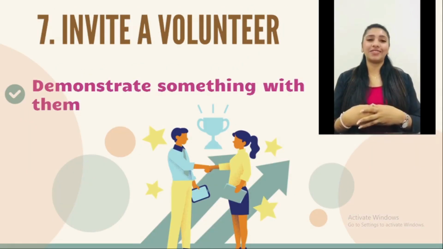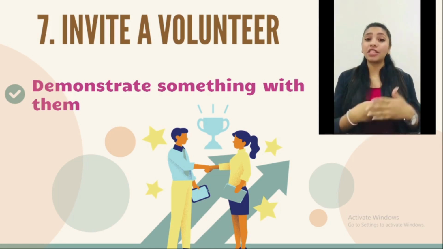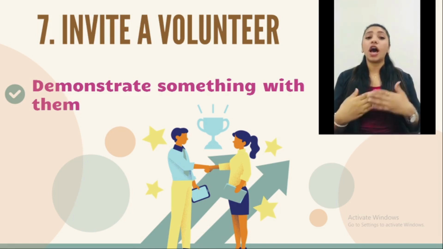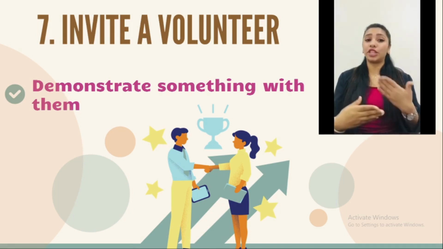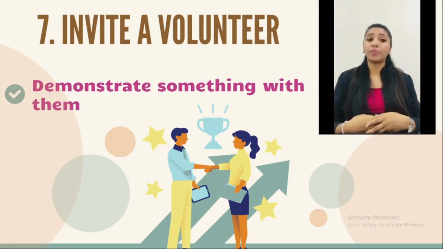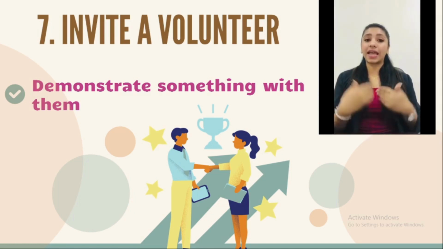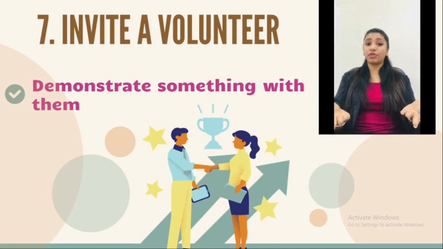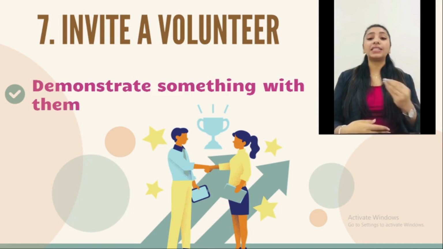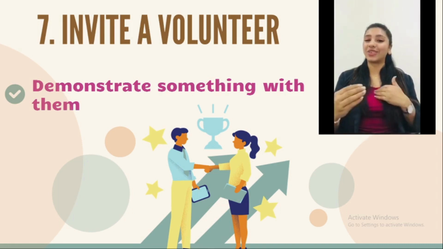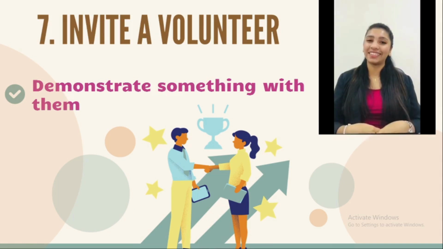So, number 7 is invite a volunteer. Normally, we do this even while teaching in our classes too. So, ask a volunteer from your audience to come up on the platform or the stage up to the front and do something with you, demonstrate something with you. It's very important. Why? Because when you bring a volunteer up, the other listeners put themselves in the volunteer's place, and so they are much more likely to relate to it and they find it much more engaging and entertaining.